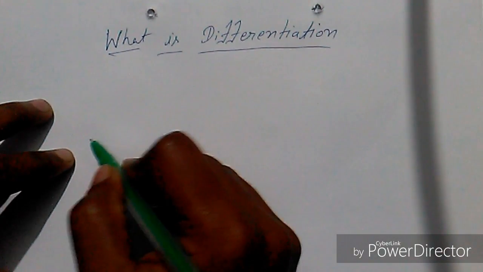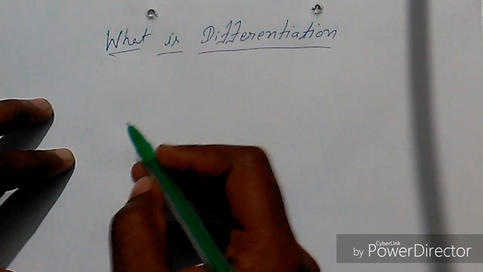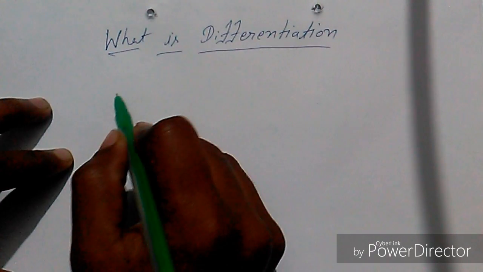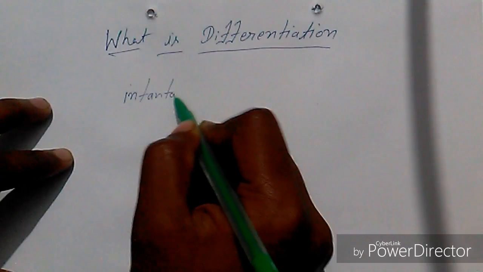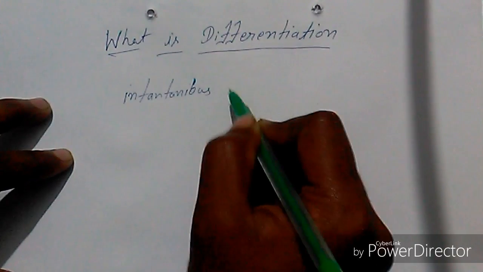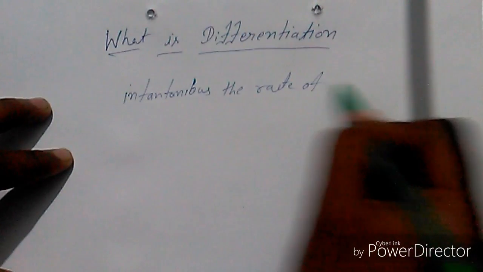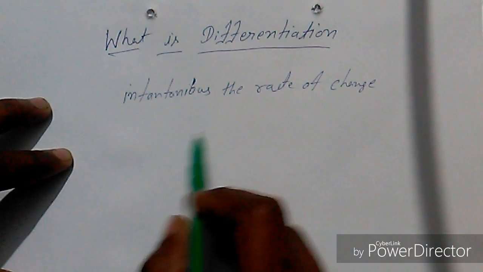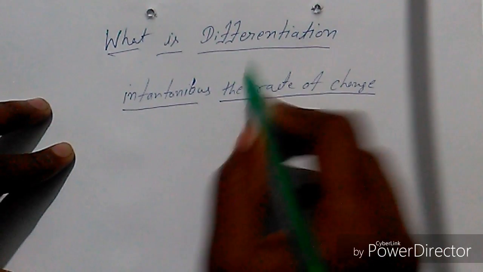Those students who are science students will understand me. What is differentiation? In the words of science, it is the instantaneous rate of change. The rate of change is differentiation. We calculate it by derivation.